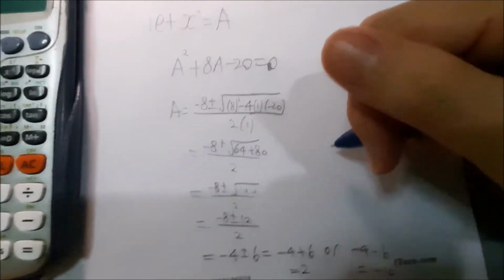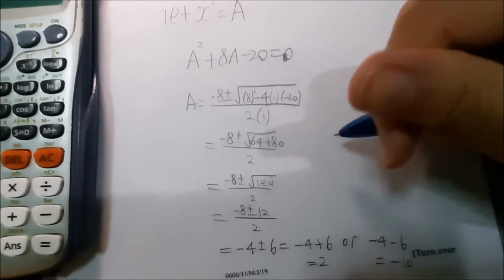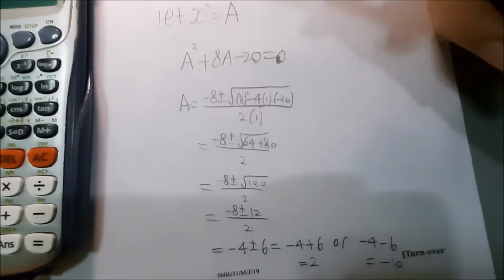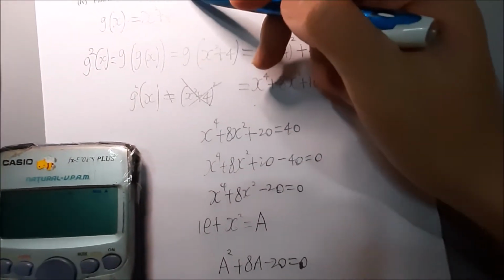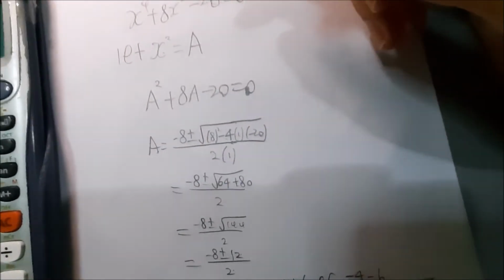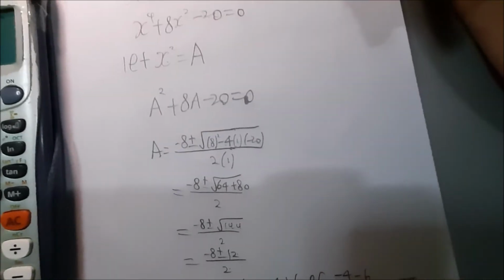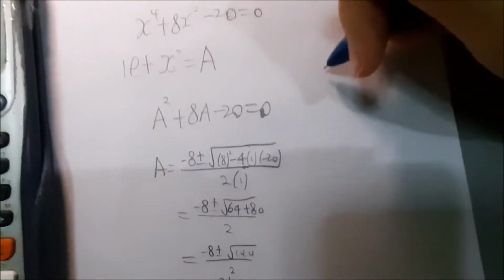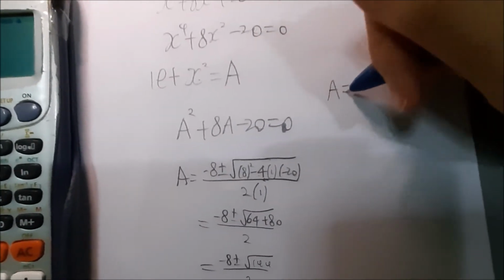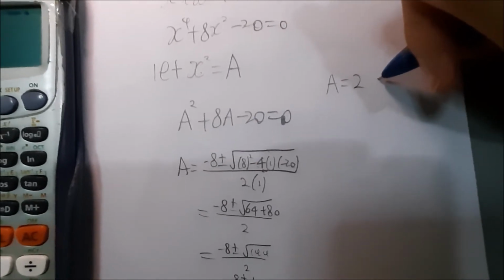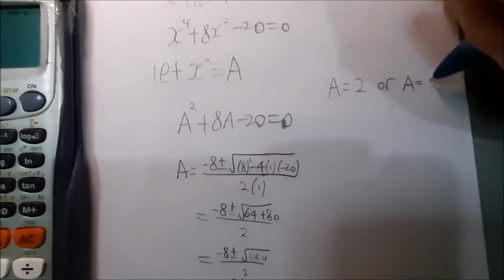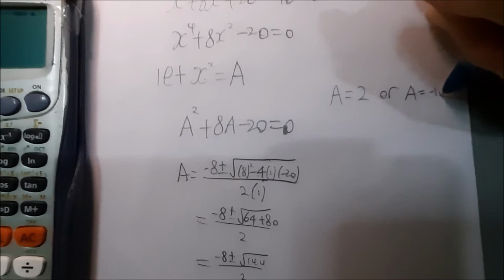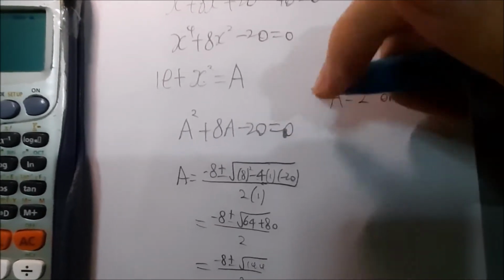But we are not done yet, as this is the solution of a, not x, and the question is asking for the exact solutions of the x value. So what you do from here is you have to equate them together. So a equals 2 or a equals negative 10.